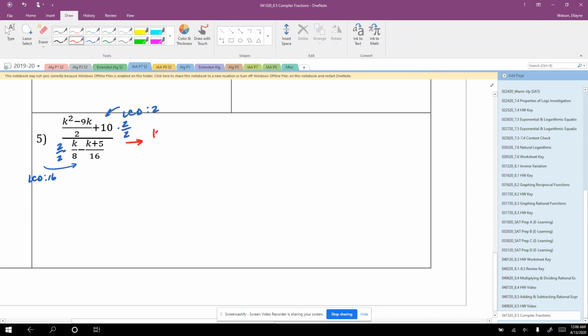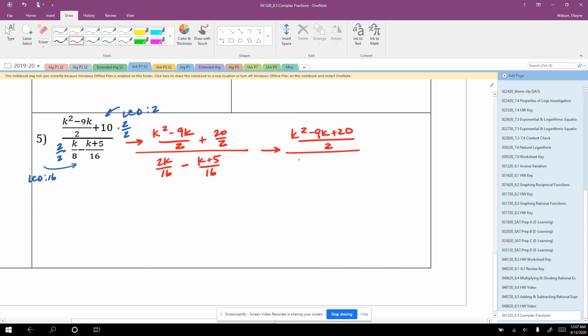Okay, so what do we have here? First term stays the same, k squared minus 9k over 2. Second term, multiply top and bottom by 2. That gives us 20 over 2. Okay, denominator, we're going to have 2k over 16 minus k plus 5 over 16. Okay, let's just keep going this way. Now we have the same denominator on top, so let's combine. So we're going to have k squared minus 9k plus 20 all over 2.